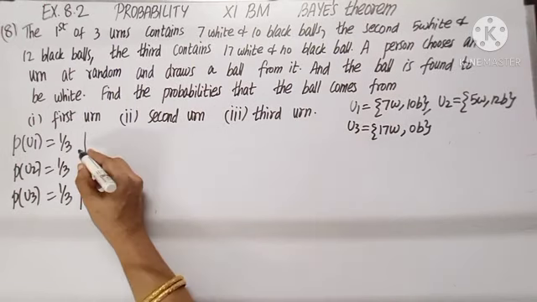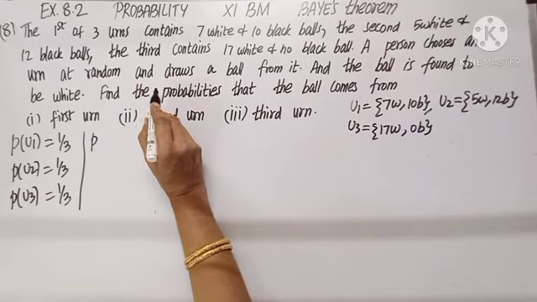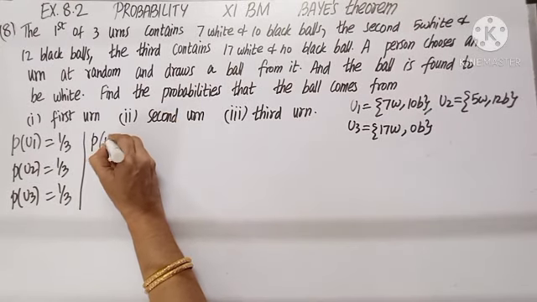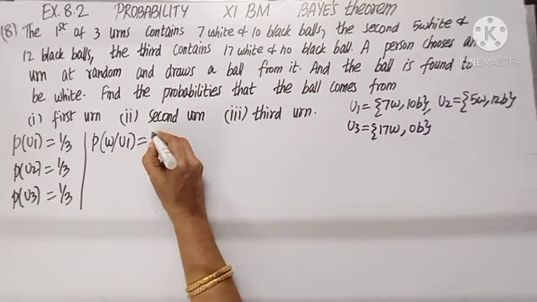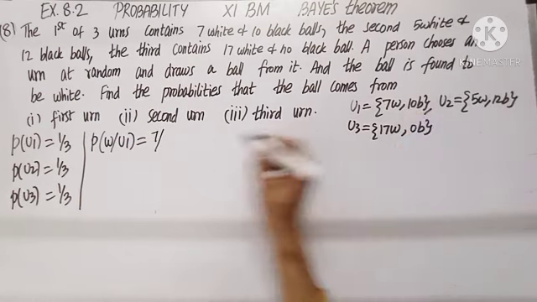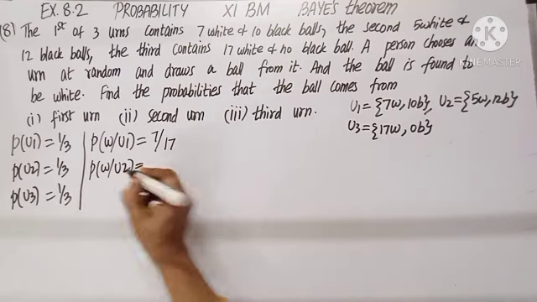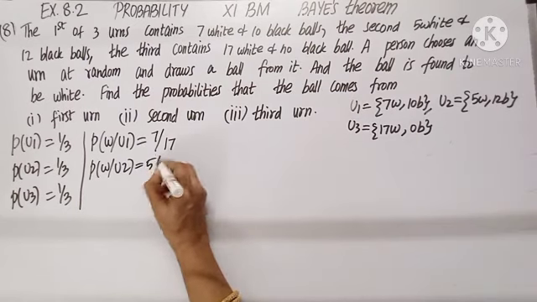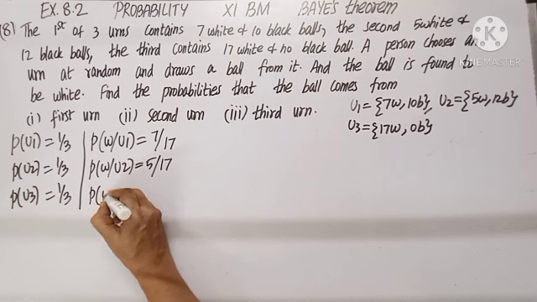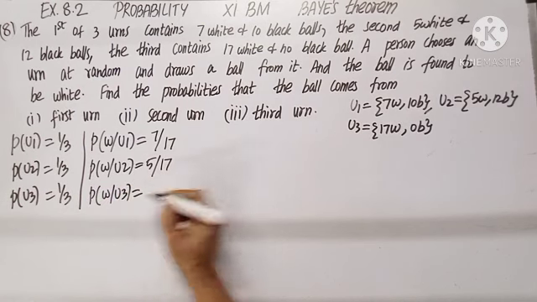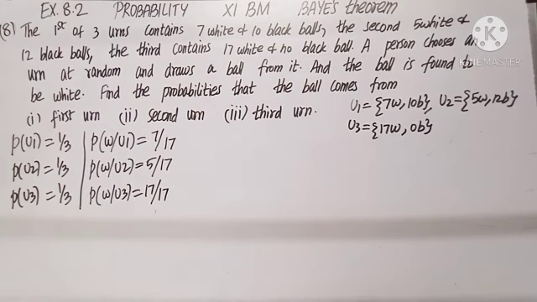As I look at it, the question is white ball. So white from urn 1, 7 white are there. The total 17 balls. White from urn 2, there are 5 white out of 5 plus 12, 17 balls. And white from urn 3, all are 17. I have 17 out of 17.